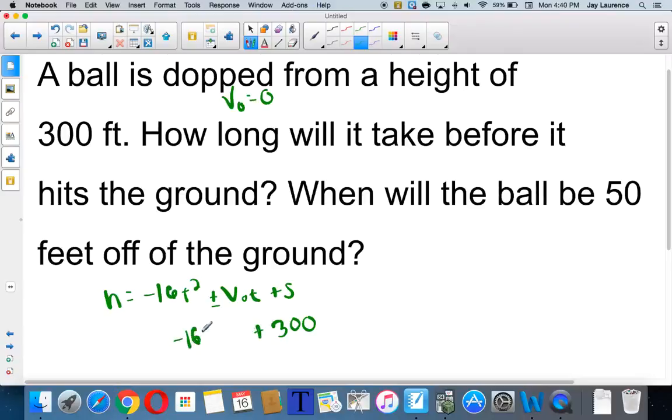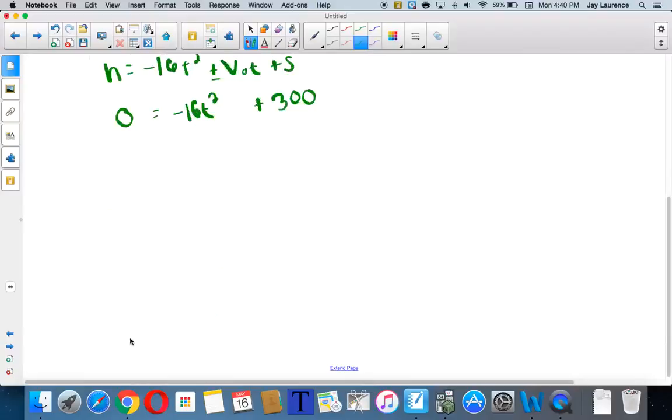Negative 16 t squared, and how long before it hits the ground? That's 0. Now, I can go ahead and use the quadratic formula on this. On this one, I don't think I'm going to, though. I'm going to use those equation solving skills. So I'm going to add 16 t squared to both sides. So 16 t squared equals 300. I'm going to divide by 16.